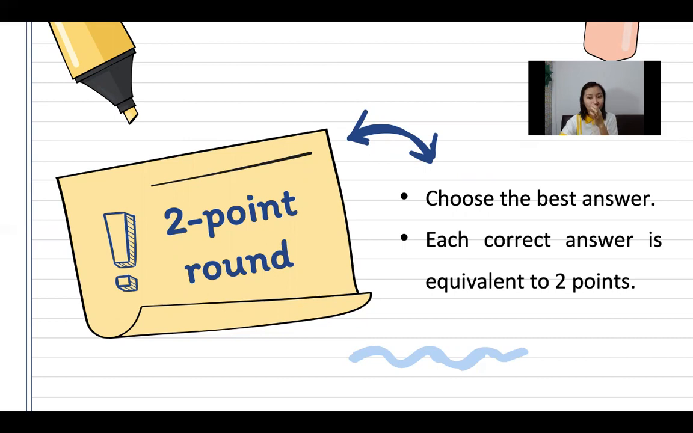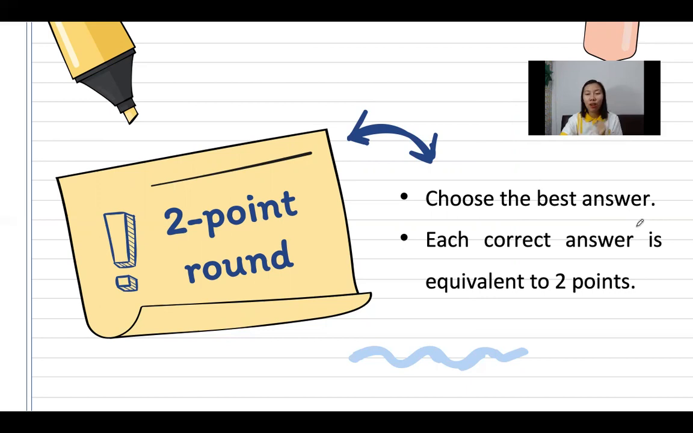So write in your notebook, 2 point round. 2 point round, number one. Okay, write first. Okay, finished? Are you done? All right, so ready. Okay, it's the same.